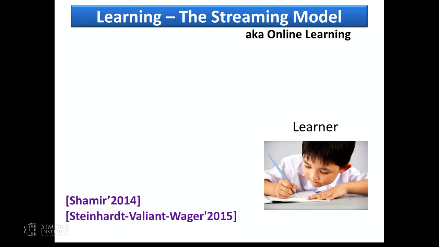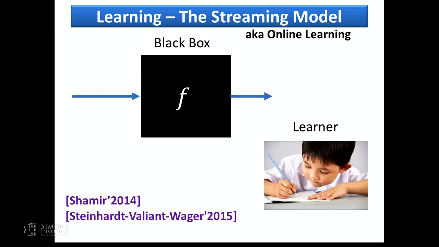So you have a learner, and the learner wants to learn some black box F. Think of this as some Boolean function that you only have black box access to. And in fact, you have a much more limited access to. So you get to see just a stream of randomly selected examples. So you get to see randomly selected input here and the output of the black box. Then you get to see the next input and output, and the next. And the important word here is the word streaming.